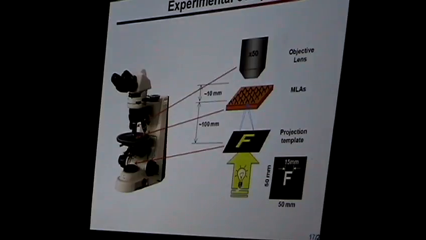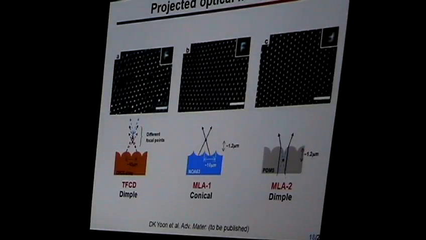Yeah. And this is the experimental setup. I placed the MLAs between the liquid lens and a kind of projection template. So this is the result of the projected image. Basically, the input structure of TFCD and MLA2 shows this kind of structure, and this size and the imaging direction can be changed with the depth of focus. Basically, as you can see in a normal lens system.